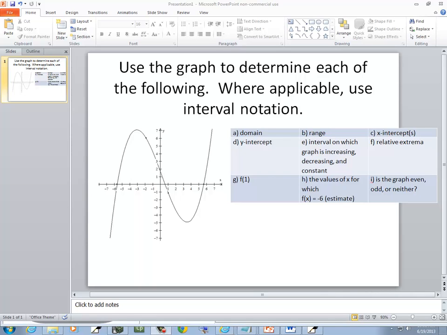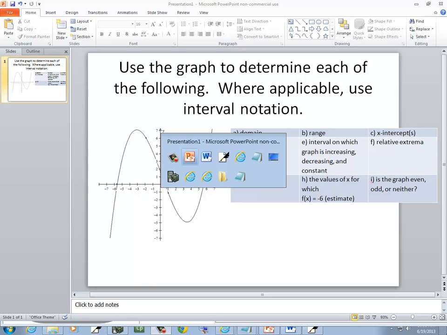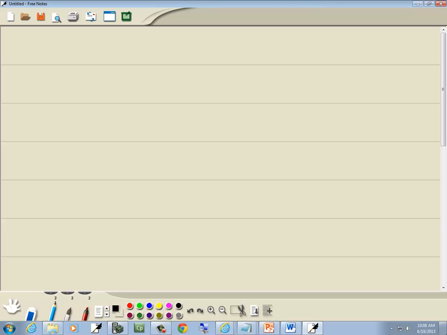Let's take a look at this problem. We want to use the graph to determine each of the following. Where applicable, use interval notation. Okay, so part A is to find the domain.